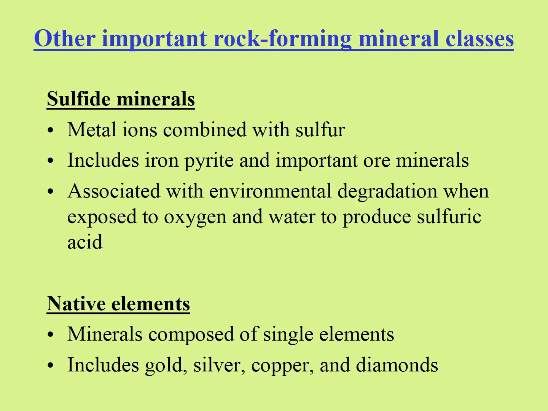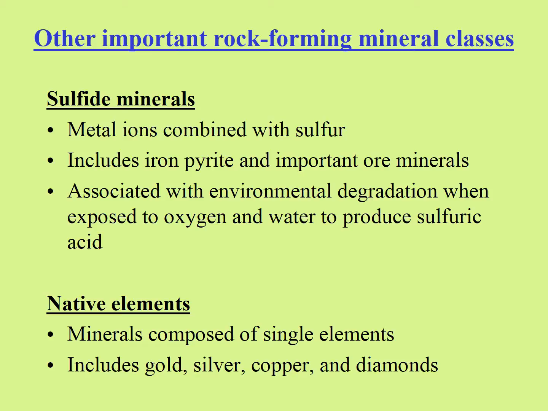Another important rock-forming mineral class is sulfides. These include metal ions combined with sulfur, such as pyrite, and a number of other important ore minerals. These are often associated with environmental degradation when they're exposed to oxygen and water, which will happen commonly in groundwater systems. They can produce sulfuric acid. So when we talk about acid mine drainage, sulfide minerals are one of the most common culprits. We'll get back to this later in the semester.